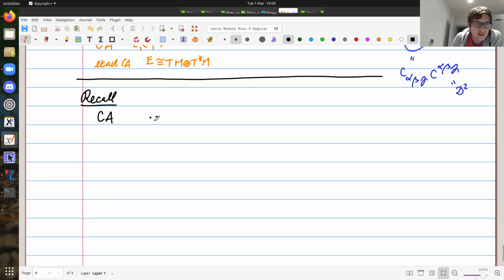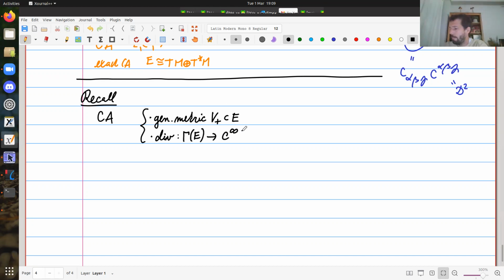There was a generalized metric, which for the purpose of the talk was just a sub-bundle of some specific form, like positive definite such that its complement is negative definite, but this can be relaxed. And the other bit was the divergence operator. So this was a map from Γ(E), sorry, to functions on the base.